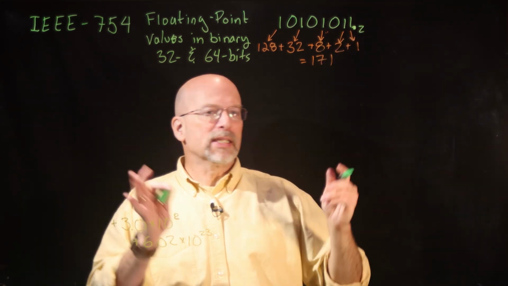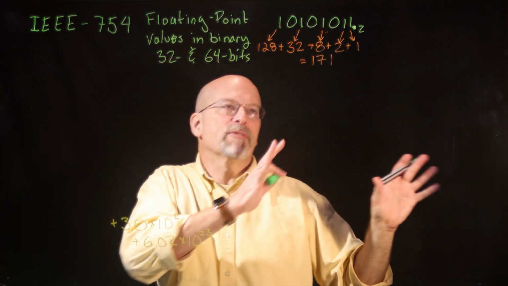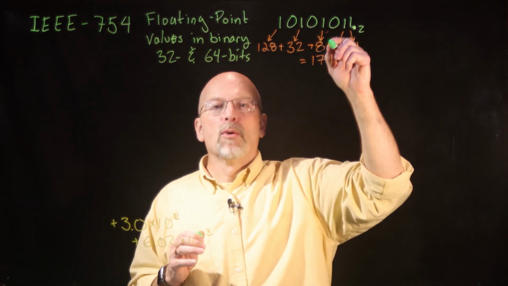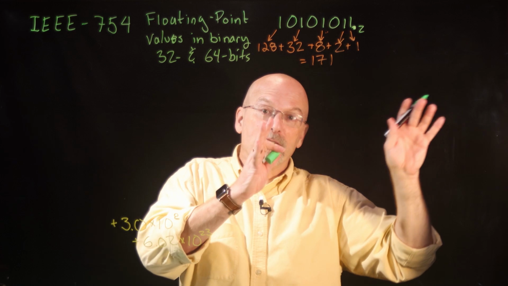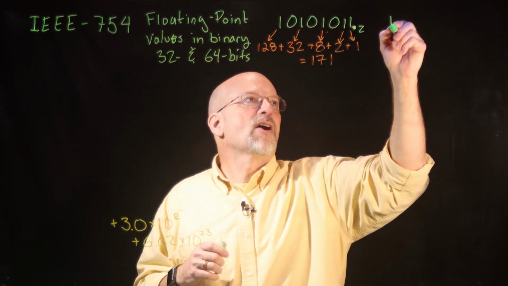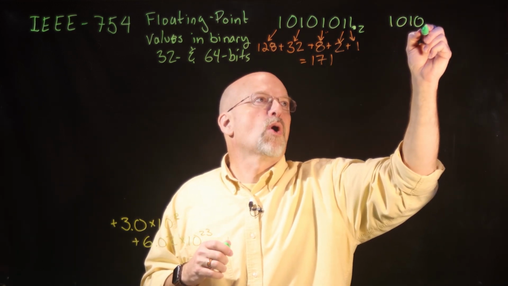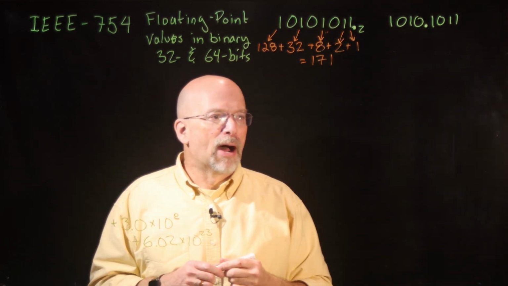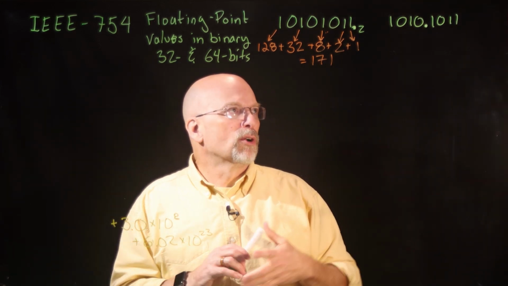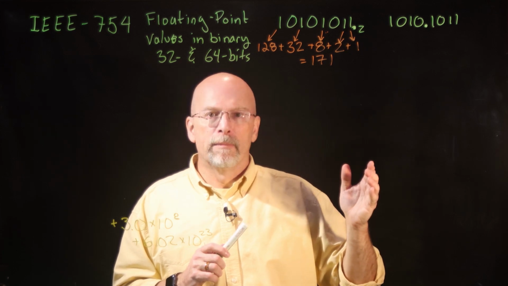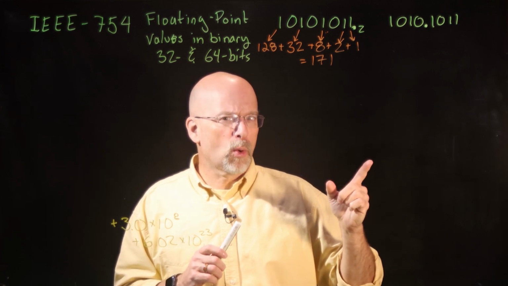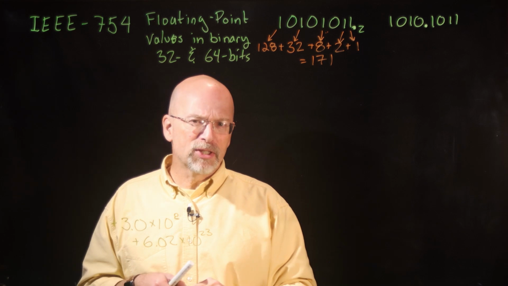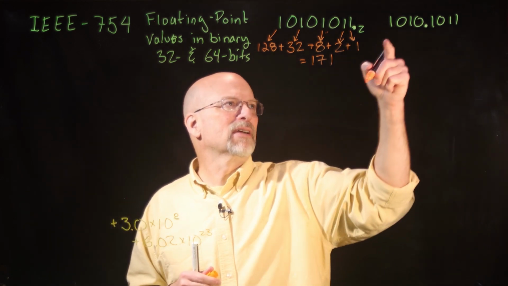That fixed point, if we were to, for example, shift this so that, I don't know, let's shift it right 4-bit positions. So I now have 1010.1011. All right. Now, that 1010.1011, that's a fixed point number. But now the positions mean something slightly different.